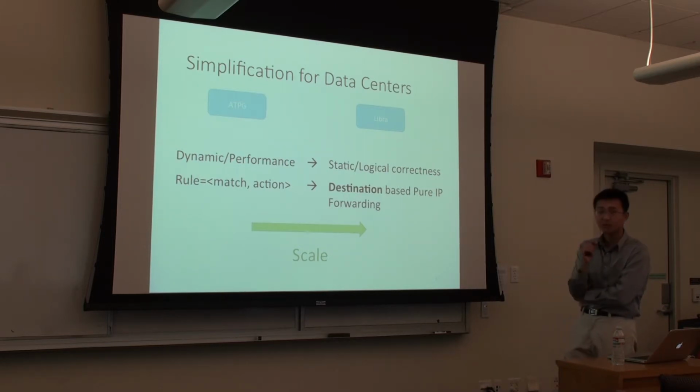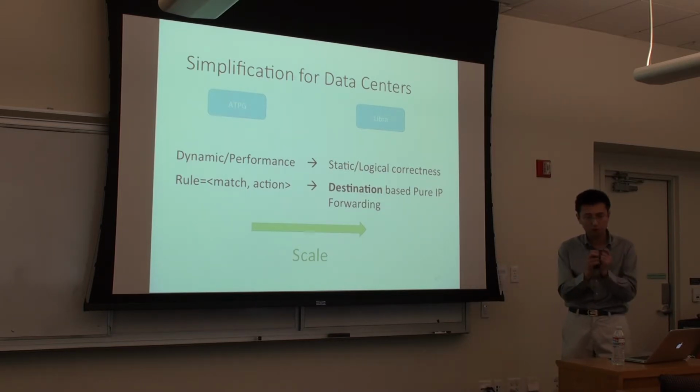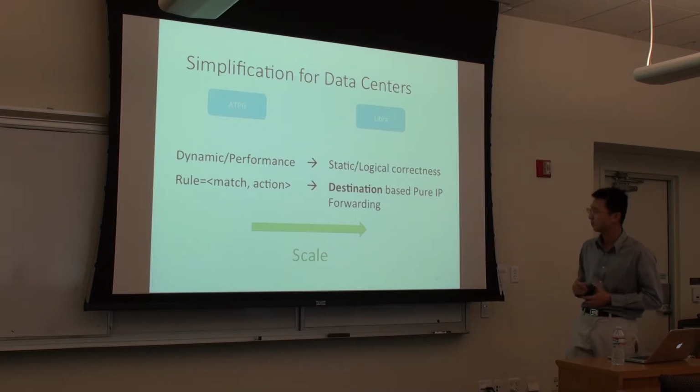So why do we care about logical correctness? Because Libra is designed for data centers. And in data centers, protocol convergence, due to the size of the networks, is slow and less predictable. So it's crucial to make sure that your network is not stuck in a bad state. So that's where Libra can help to verify the logical correctness of the network.